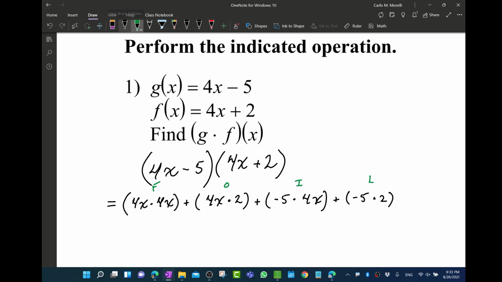So now let's perform the indicated operation. Here, multiply the coefficients first. 4 times 4 is 16. So we have 16. X times x, remember that's x to the first times x to the first. The product rule of exponents says you add them. So that's x to the second, or x squared, 16x squared. Plus, now multiply the coefficient of x times a constant 2. 4 times 2 is 8. So 4x times 2 is 8x.